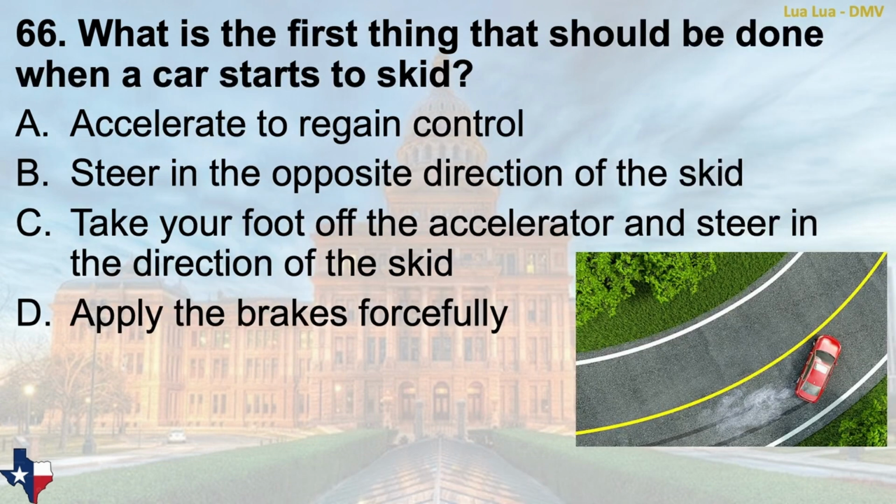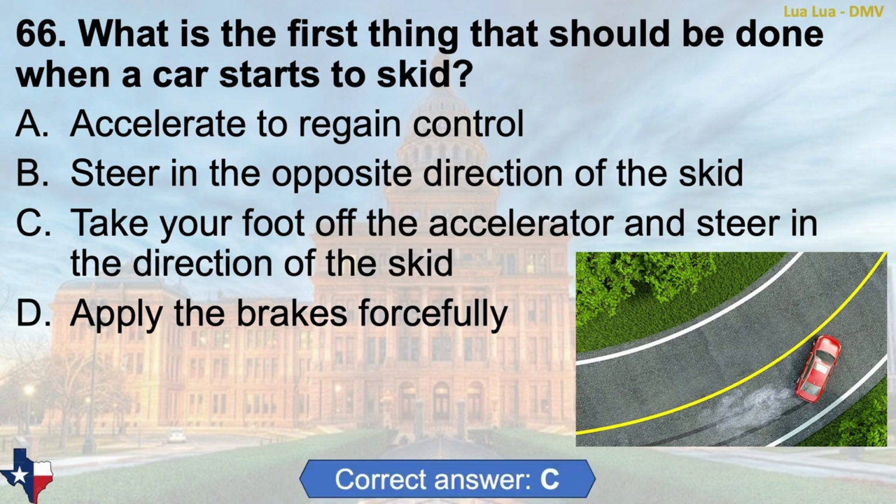Question 66. What is the first thing that should be done when a car starts to skid? A. Accelerate to regain control. B. Steer in the opposite direction of the skid. C. Take your foot off the accelerator and steer in the direction of the skid. D. Apply the brakes forcefully. The correct answer is C. Take your foot off the accelerator and steer in the direction of the skid.